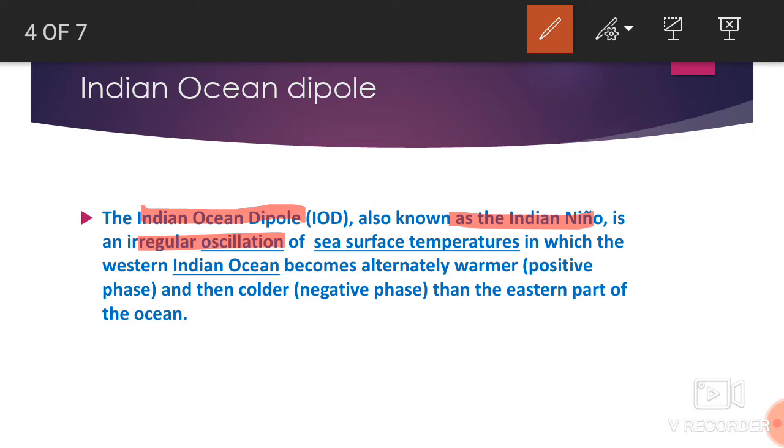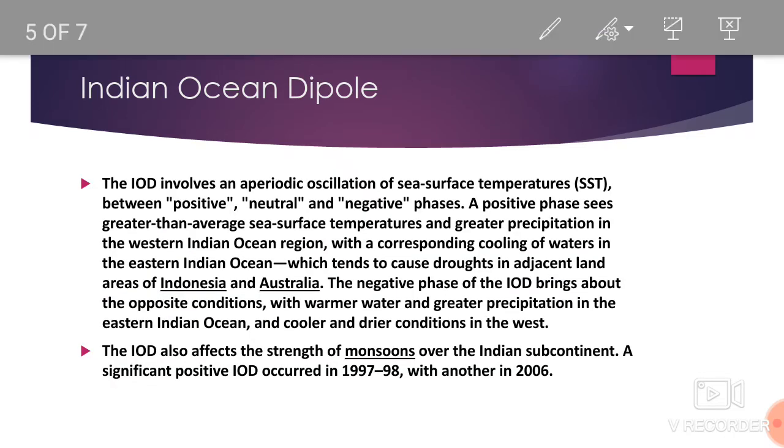of sea surface temperature in which the Western Indian Ocean becomes alternately warmer and then colder than the eastern part of the ocean. It means sometimes the western part of the Indian Ocean gets warmer, and sometimes in another case it gets colder. Basically, when we talk about the Indian Ocean Dipole, there are three phases. One is the positive Indian Ocean Dipole, another is the negative Indian Ocean Dipole, and another one is neutral, in which things simply stay as they were. But in the positive and negative cases, different things will happen. We will get this from there.